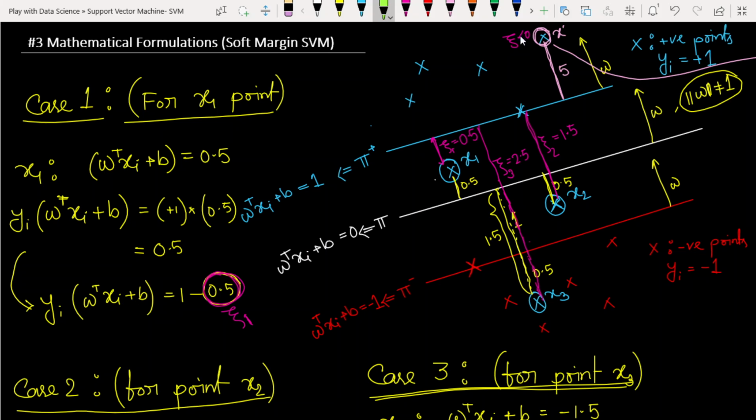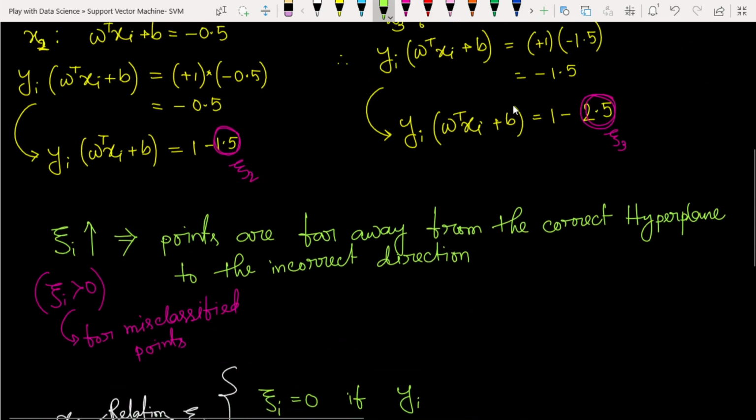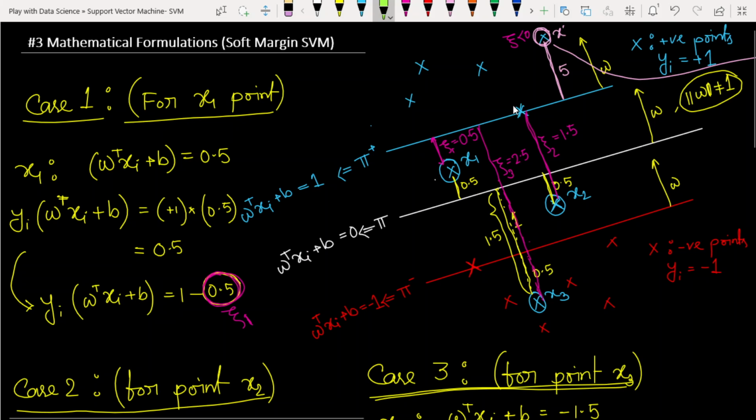I am avoiding the case zeta less than 0. I am just taking zeta equal to 0. This is the trivial case, the properly classified case. Here I am not considering the zeta's value. I'm just considering the zeta values from negative plus only.